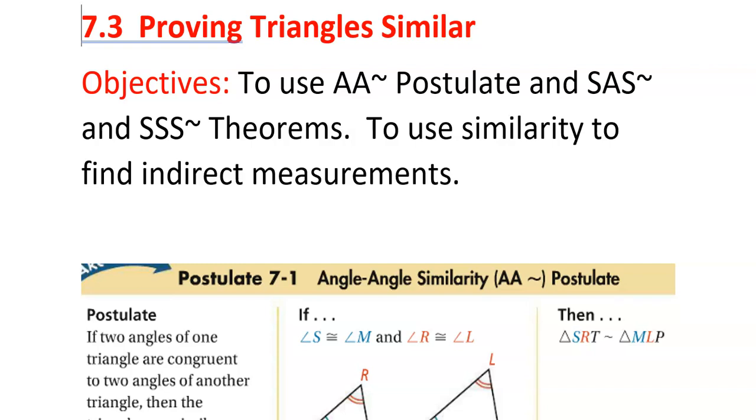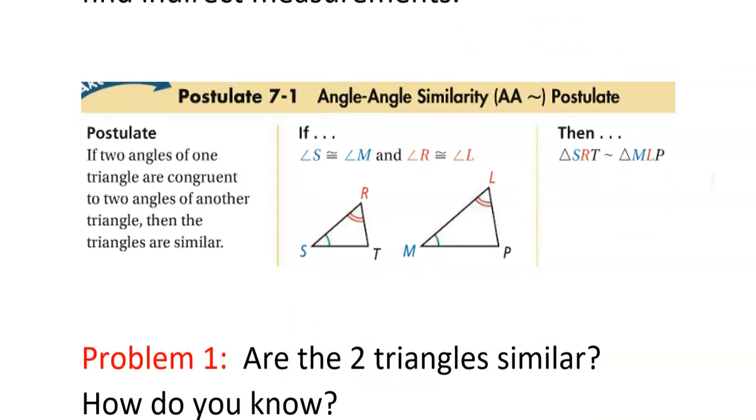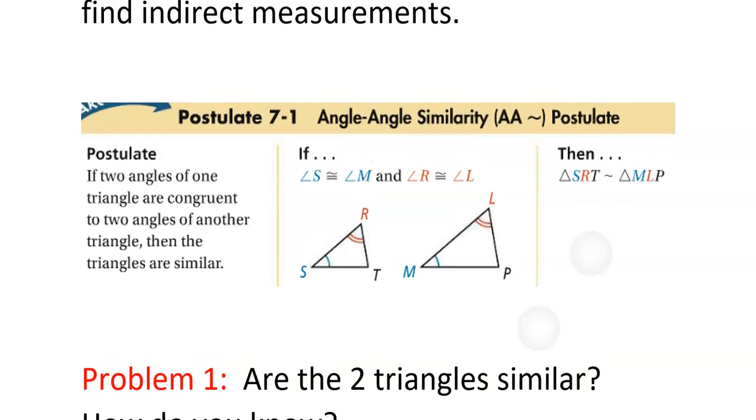Section 7.3, proving triangles similar. We're going to use the angle-angle similarity postulate and the side-angle-side similarity and side-side-side similarity theorems to find indirect measurements. So here's postulate 7.1.